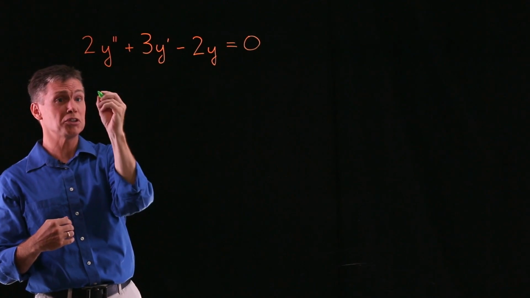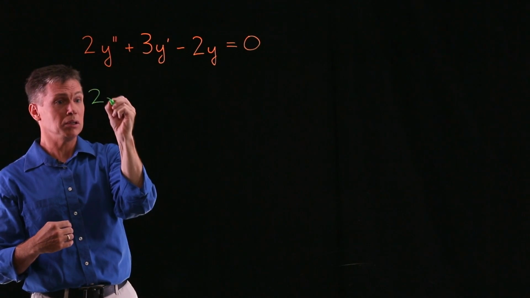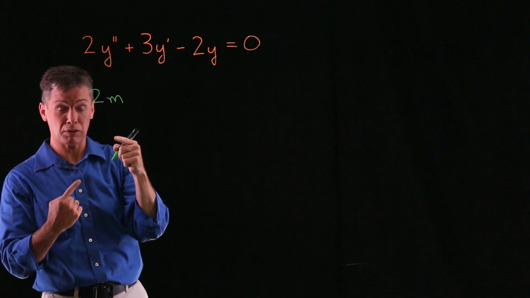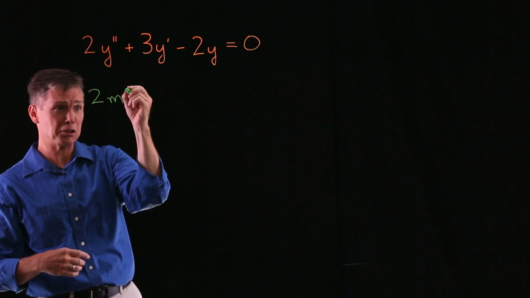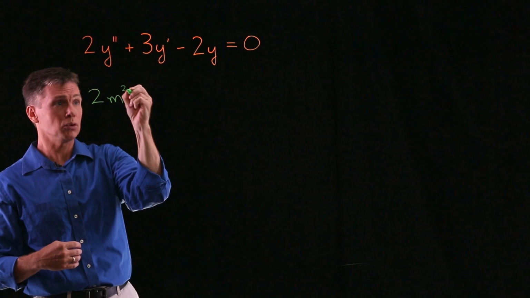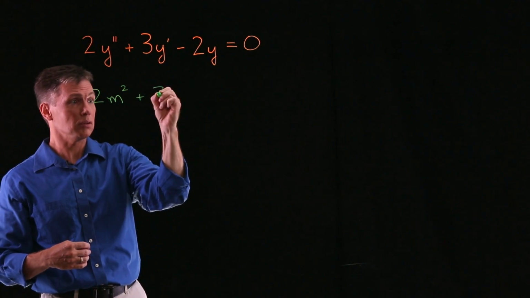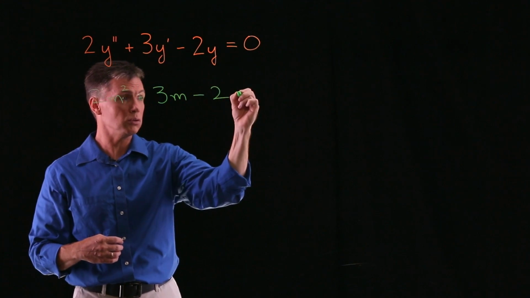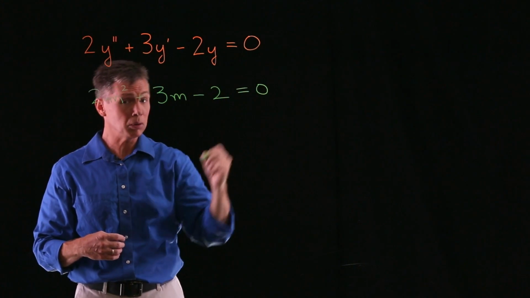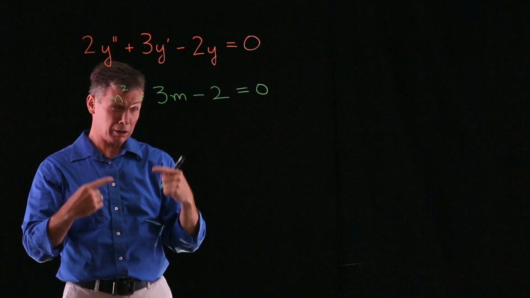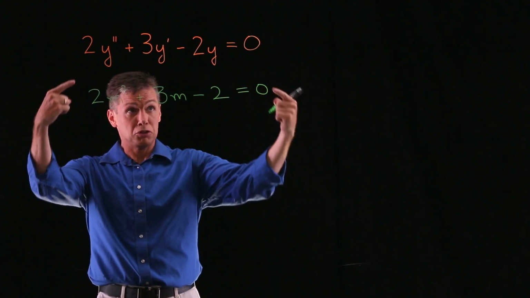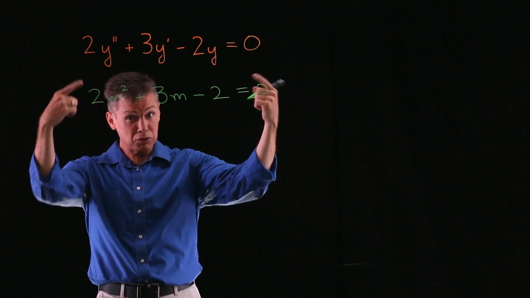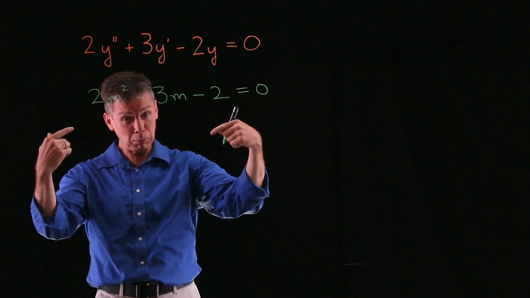You take this coefficient of 2 and you make that coefficient times m, whatever variable you want really, squared plus 3m minus 2 equals 0. So your characteristic equation looks just like this guy, but with m's instead of the y's and y primes and y double primes.